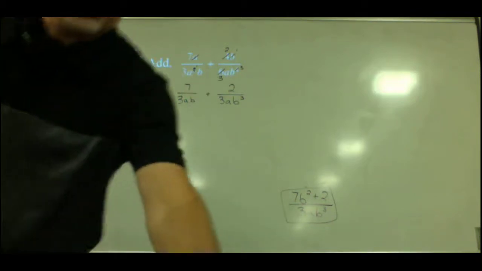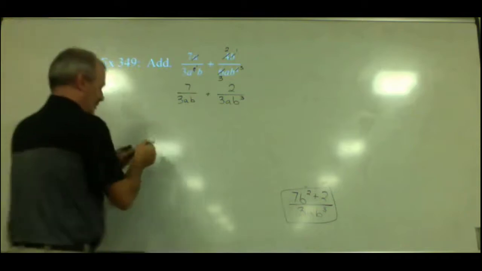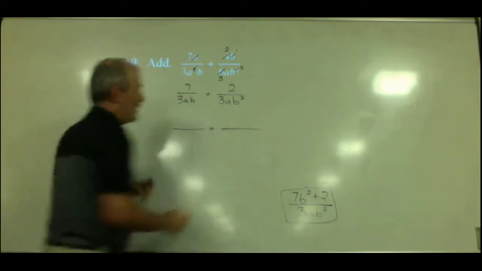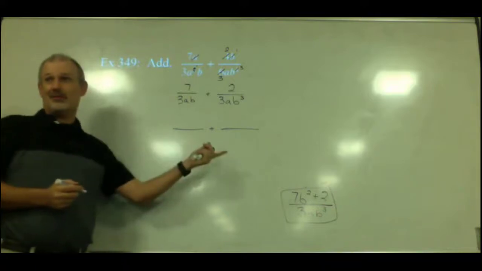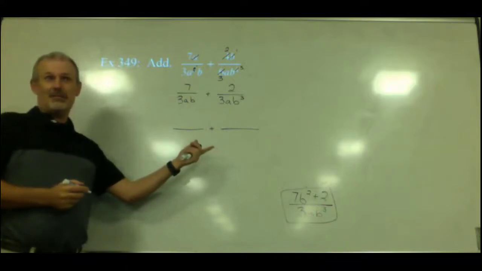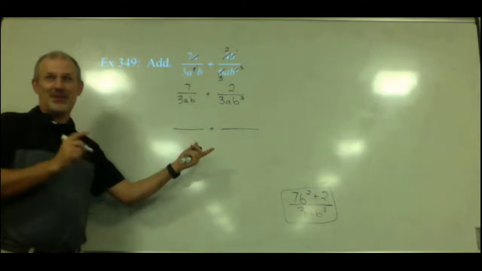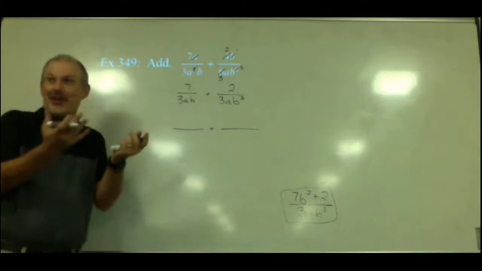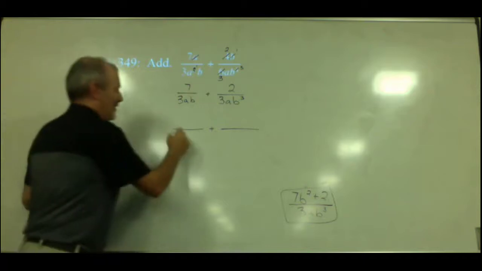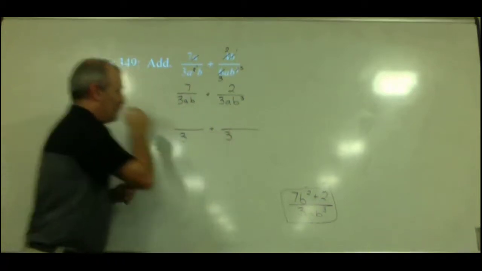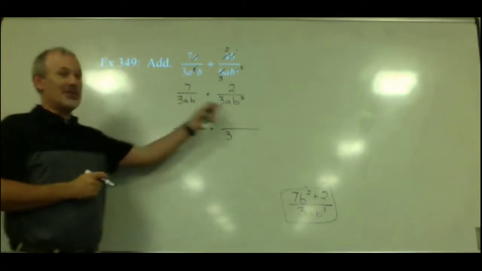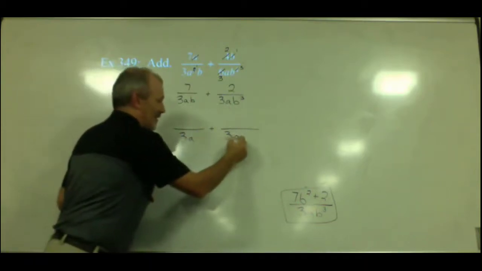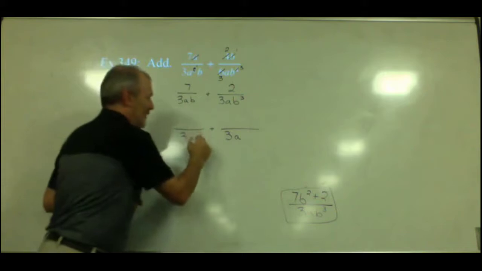So let's take a look. What number do I need to have now? This is actually really easy, so don't make it complicated. They both just have 3s. We need a 3, right? How many a's? What's the largest number of a's that we need? Just an a. And then the largest number of b's is b cubed.